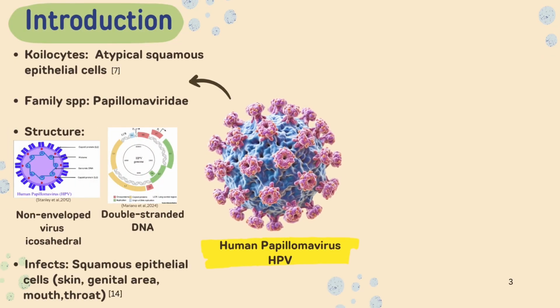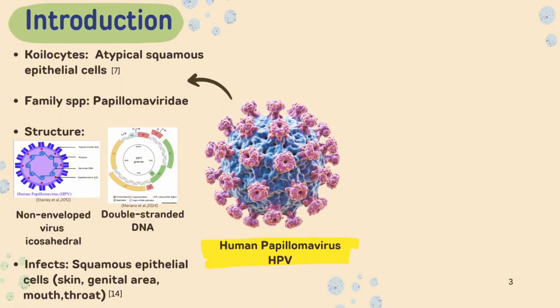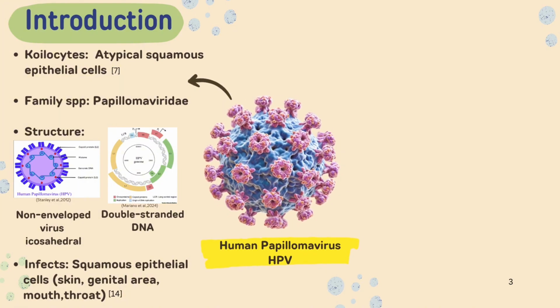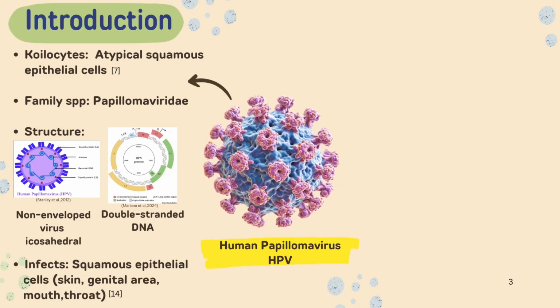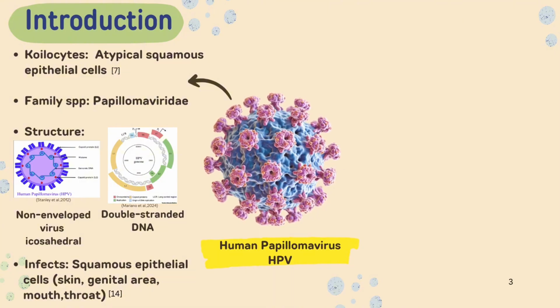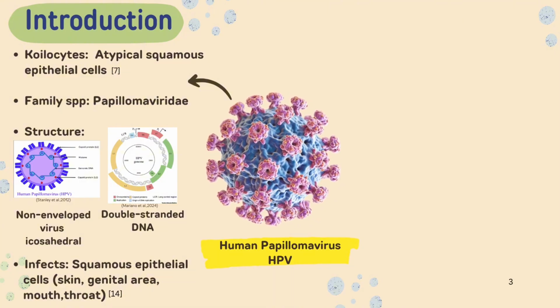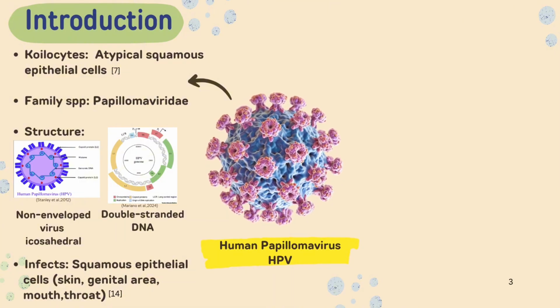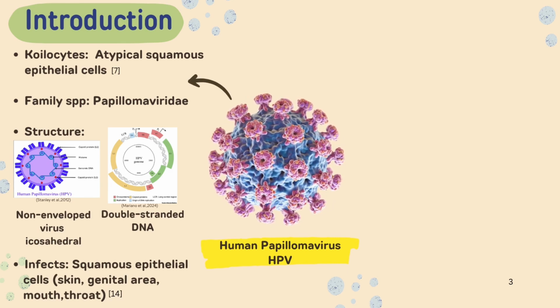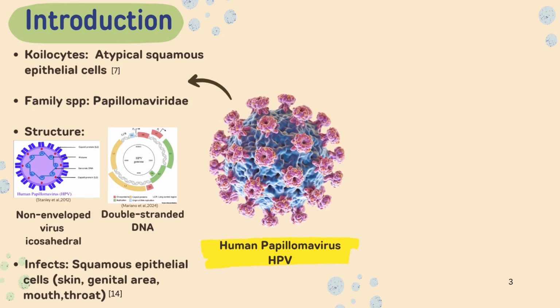Let's begin with an overview of koilocytes and HPV. Koilocytes are atypical squamous epithelial cells that are most associated with human papillomavirus, HPV, infection. Human papillomavirus, or HPV, is a member of the Papillomaviridae family. It's a non-enveloped virus with a double-stranded DNA structure and has an icosahedral shape.